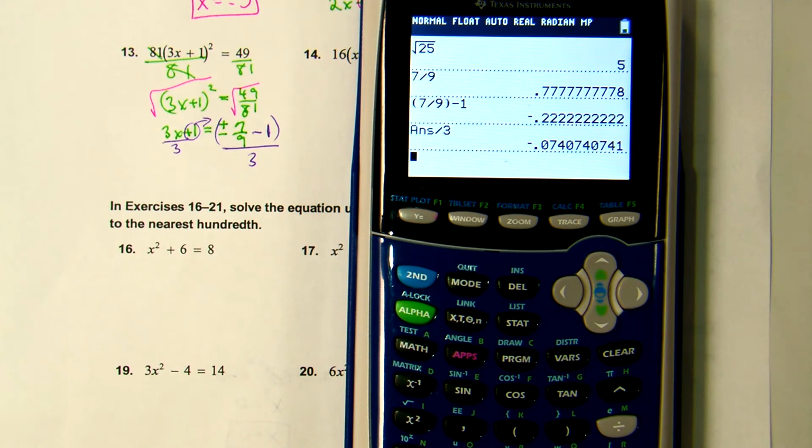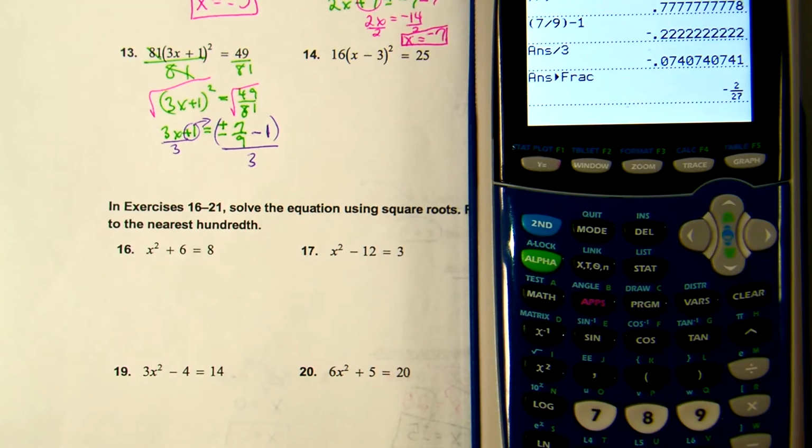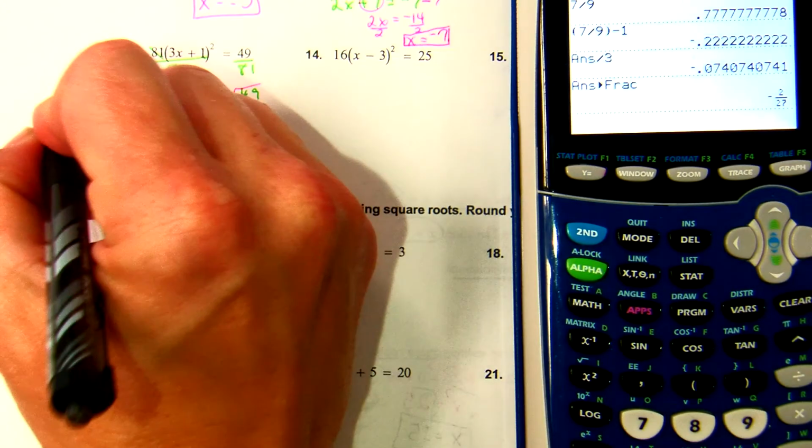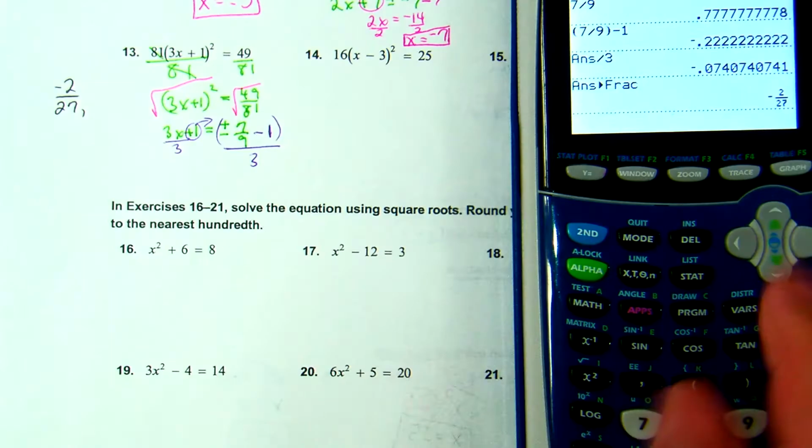If I want the fraction form of it, I just hit math, enter, and I find out that that's negative 2 over 27. Okay, so that's one way I could do that, right? I could put it in the calculator, and that's the positive version, so I know it's going to be negative 2 over 27 is one of my answers.